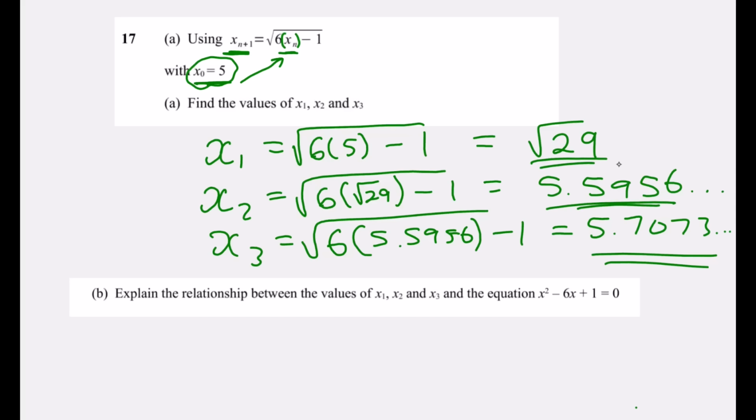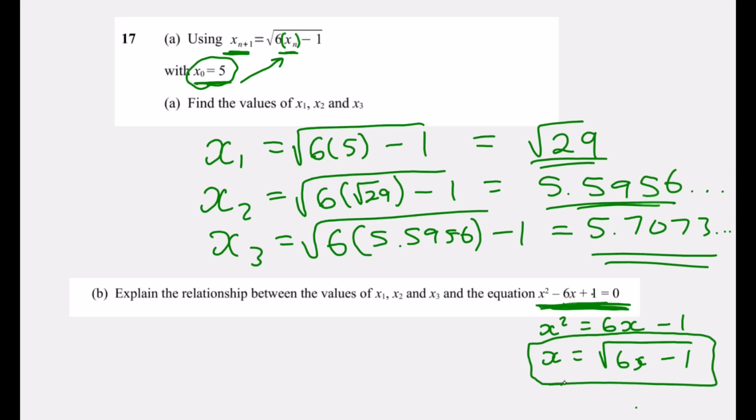Explain the relationship between the values of x1, x2, x3 and the equation x squared minus 6x plus 1 equals 0. So this iteration formula has come from this equation. If we add 6x to both sides and take 1 away from both sides and then square root, you can see how the iteration formula has been made. So we've got x is equal to the square root of 6x minus 1. So that's how the iteration formula is made.